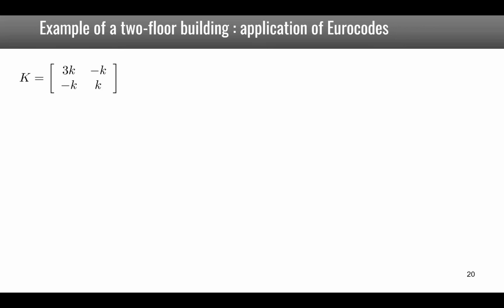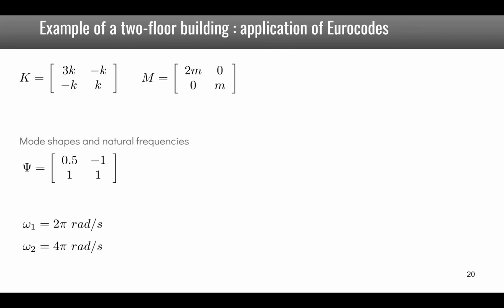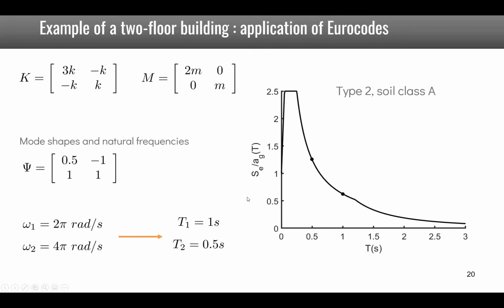For this system, this is the stiffness matrix and this is the mass matrix, from which we can compute natural frequencies and mode shapes. By looking at the values of the natural frequencies in radians per second, we can extract the period, which in this case is 1 second for the first mode and 0.5 seconds for the second mode. Now we can look at the elastic spectrum at these two values of T, so we are looking at SE at T1 and SE at T2.